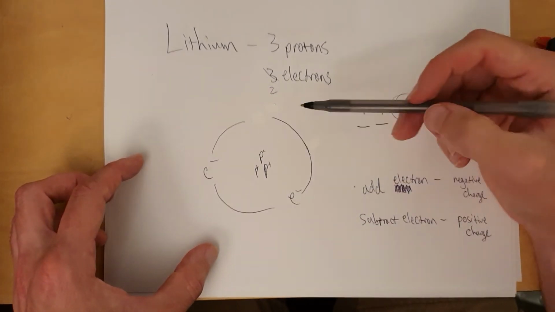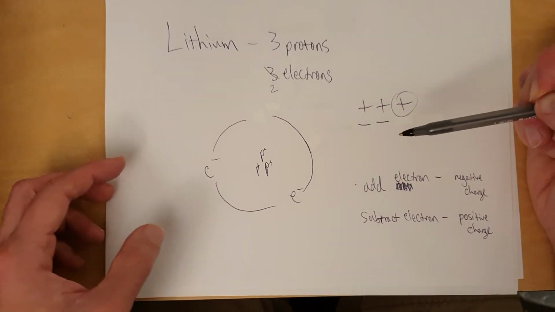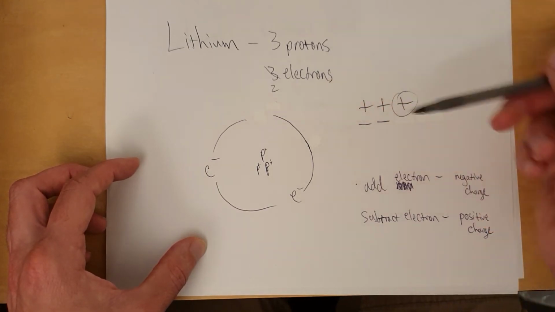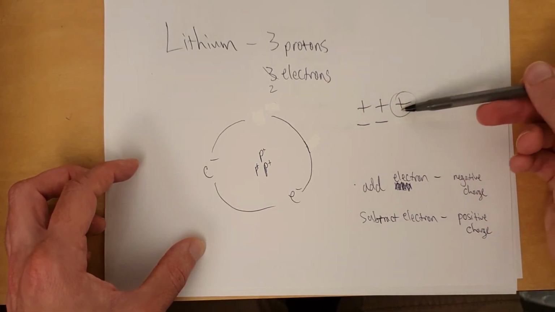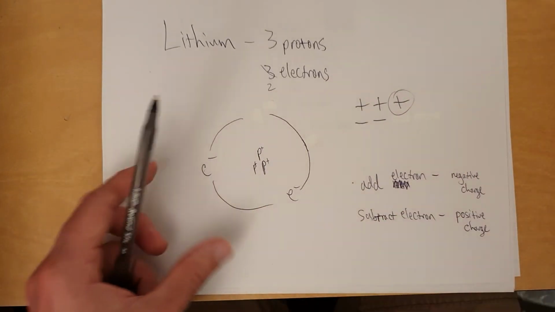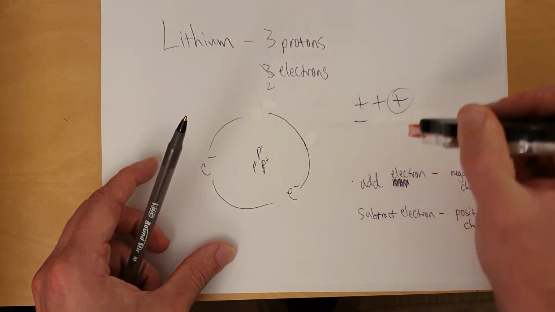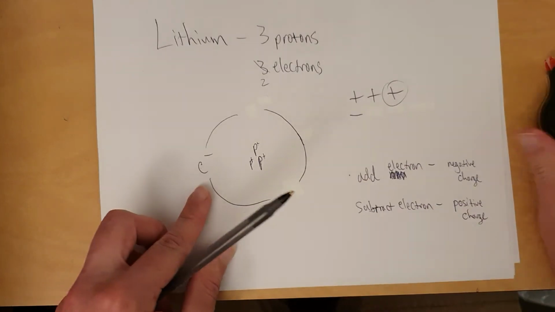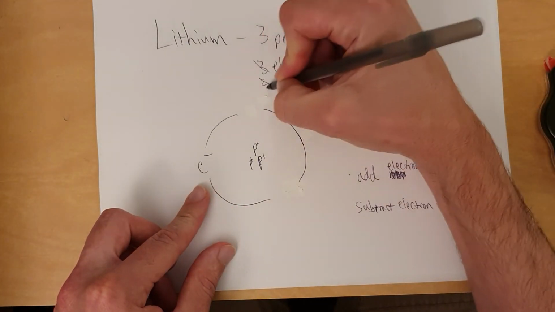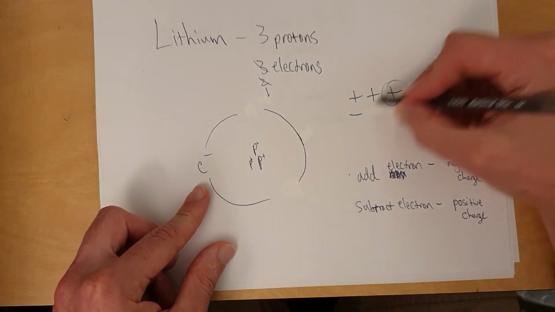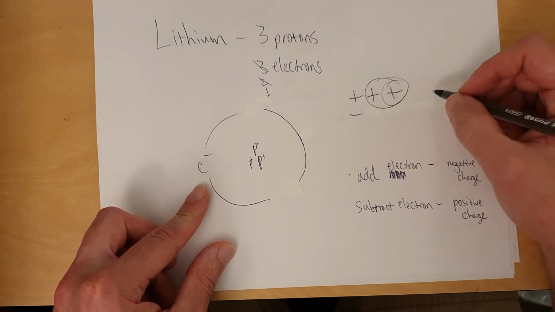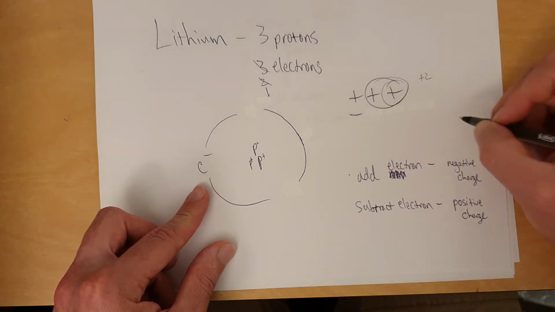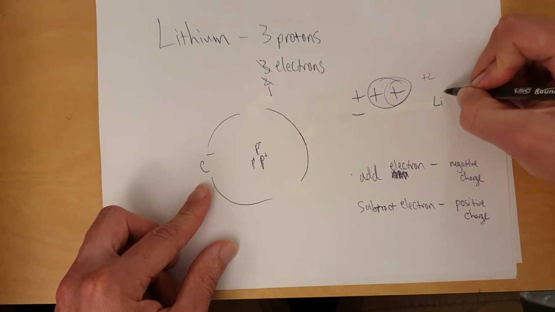Now, the charge of an ion depends on how many you add or subtract. If I have 1 uncancelled proton, this has a charge of +1. If I were to take away another one, and leave just one electron behind, this would leave 2 protons uncancelled for a charge of +2. So I would write it as lithium +2.